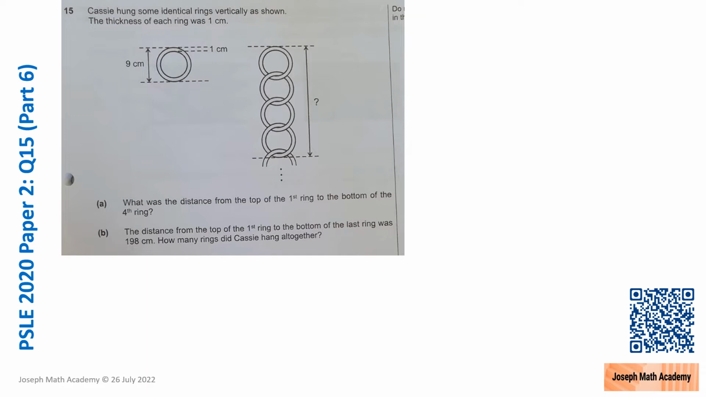Casey hung some identical rings vertically as shown. The thickness of each ring was 1 cm. Question A is asking you to find the distance from the top of the first ring to the bottom of the fourth ring, indicated by the question mark. So the question mark is asking us to find the answer for part A.